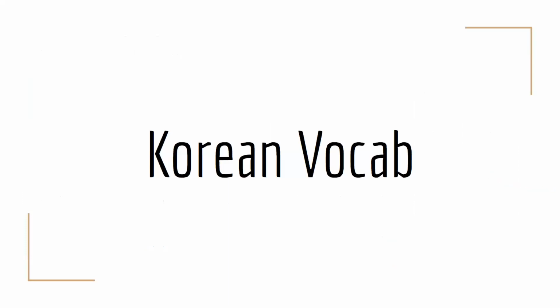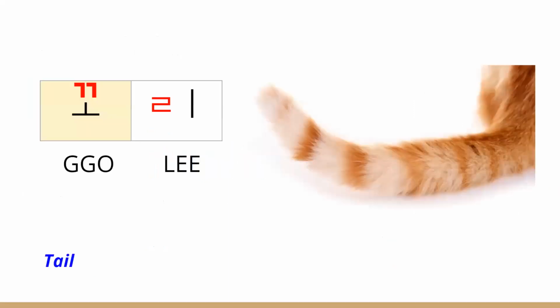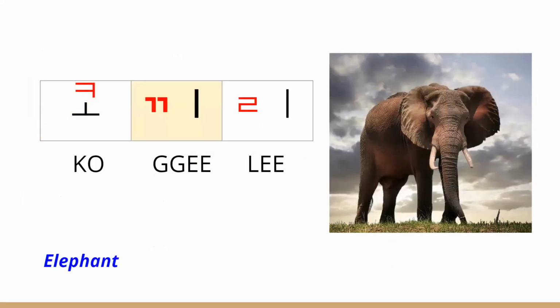Now let's go ahead and learn some new Korean vocab with the new consonants we learned today. The first word we're going to learn today is 꼬리. 꼬리 means tail. That doesn't necessarily mean a cat's tail like the picture on the right, but it can be just about any kind of tail. The next word is 코끼리. 코끼리 means elephant.